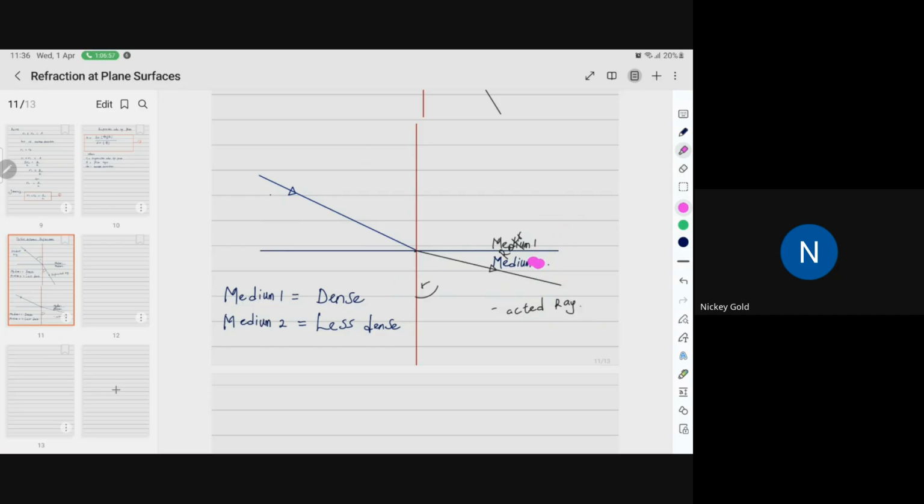And why is it moving up? Because I'm traveling from a medium that is dense to a less dense medium. If you keep doing that, it gets to a point where this refracted ray now becomes angle 90 degrees. Let me show you what I mean by angle 90 degrees.